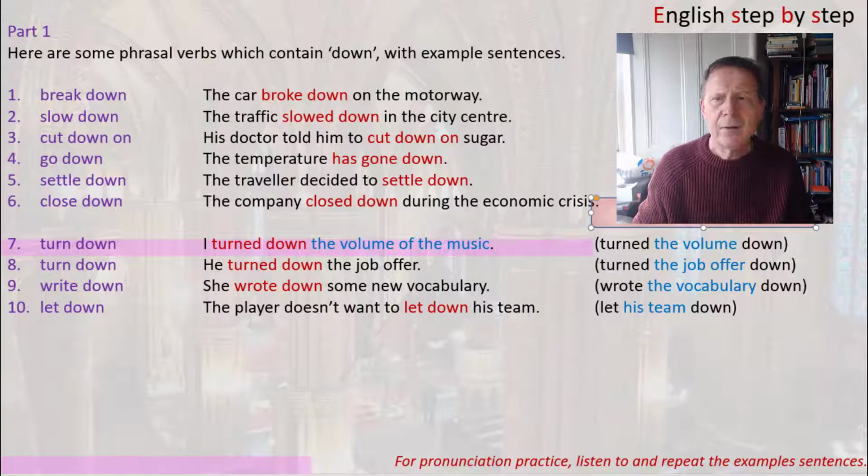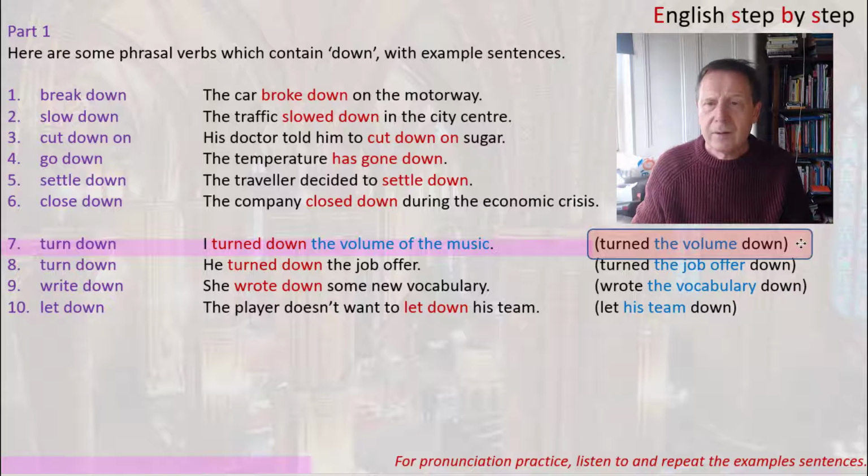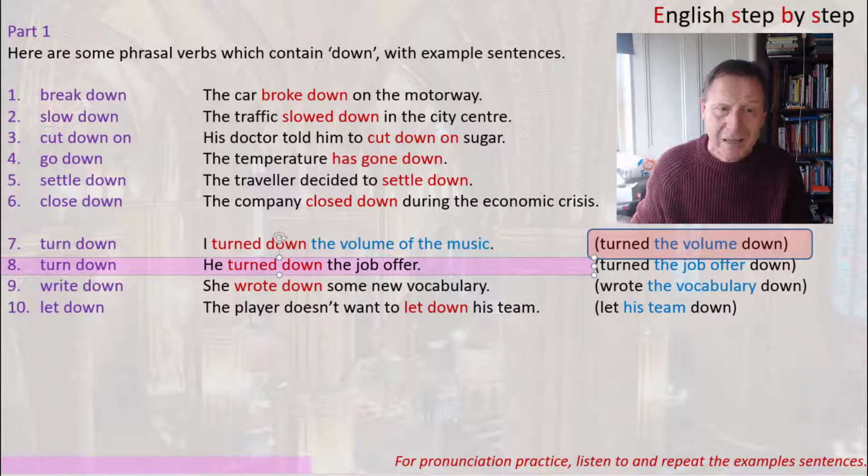And this is a phrasal verb in which we can separate the 2 parts of the verb, as in turned the volume down. Now the next example is the same phrasal verb with a different meaning. He turned down the job offer. And that means he didn't accept the job offer.